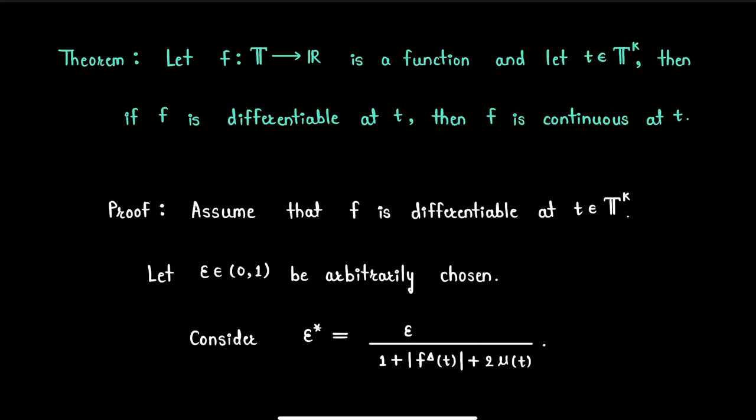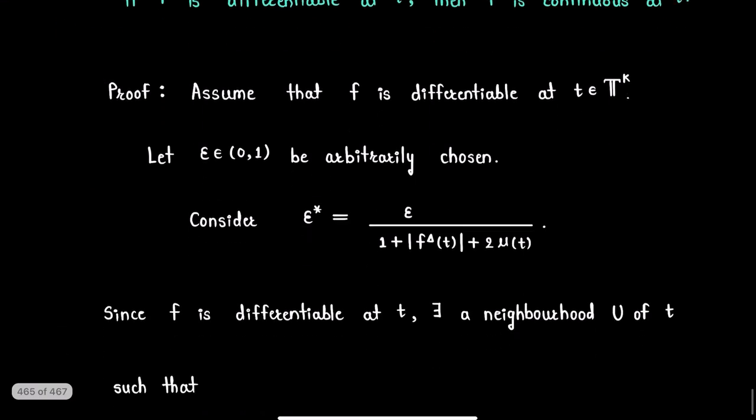In this video, we are going to prove this theorem which states that if a function f is differentiable at point t in set t to the power k, then the function f is also continuous at point t. That is, every delta differentiable function is also continuous. We will start our proof.